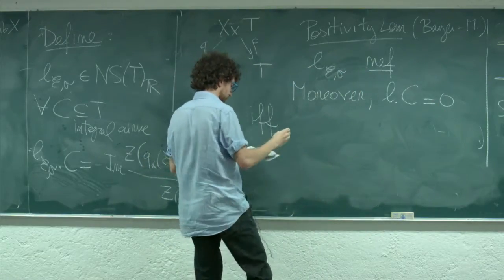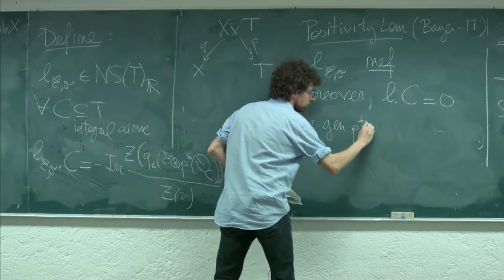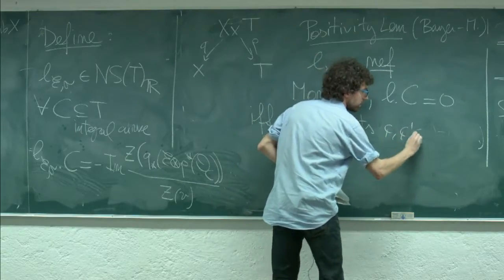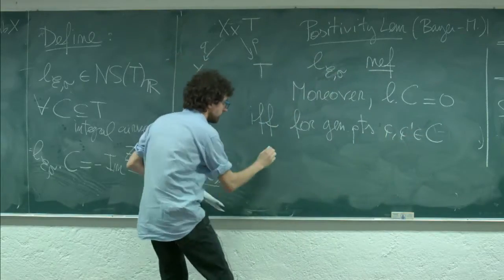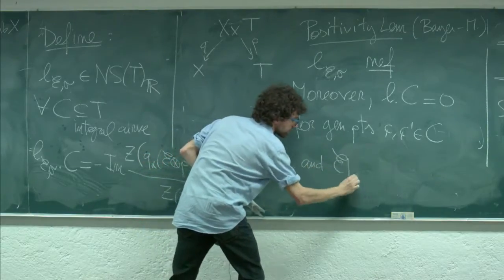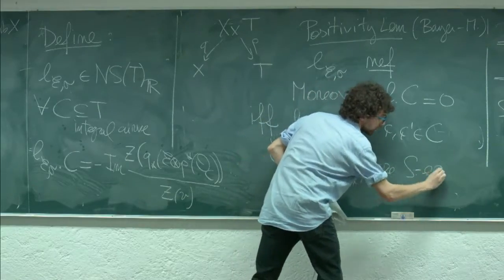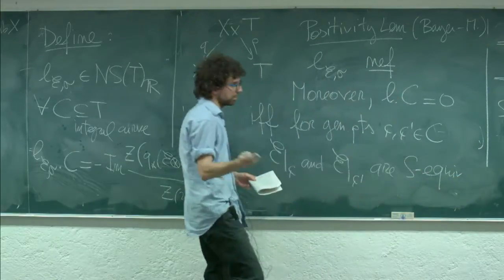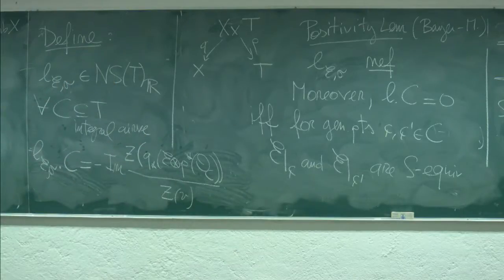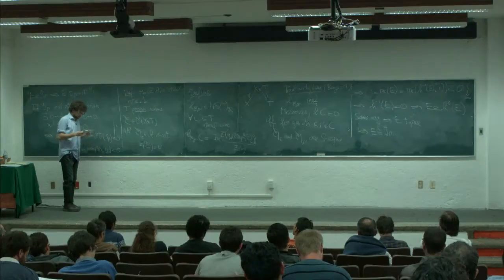Moreover, I know that L·C is equal to 0 if and only if I have the following property, that for generic points C and C' in C, I can say that E restricted to C and E restricted to C' are S-equivalent. So this is a standard result in some sense, but here we're going to apply it by varying stability. So somehow we have this family until we hit a wall, and the family parameterized before is going to be a family of semi-stable objects there. And so, okay, that's the lemma that I want to use.